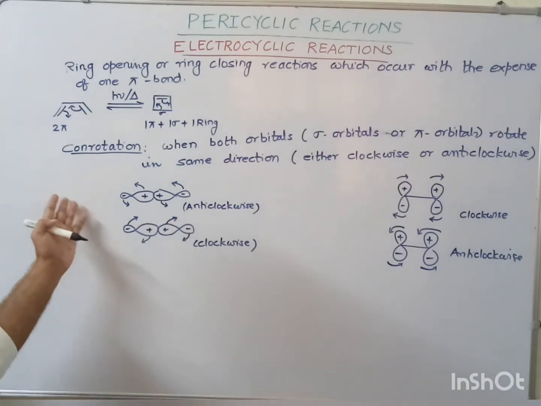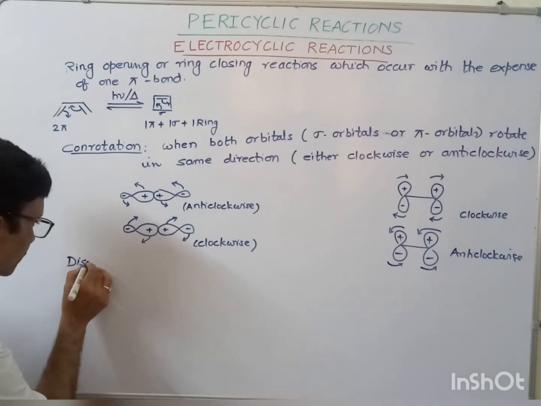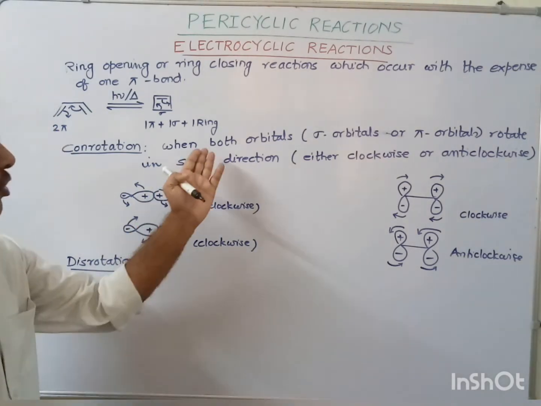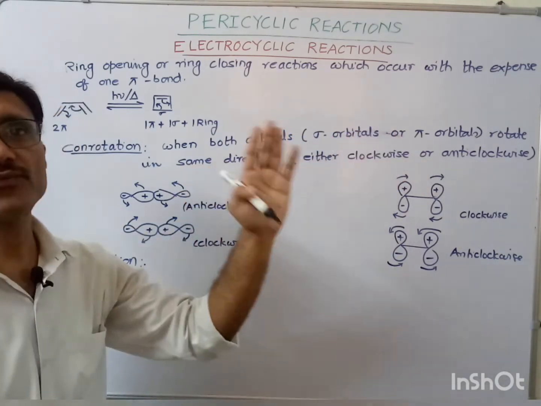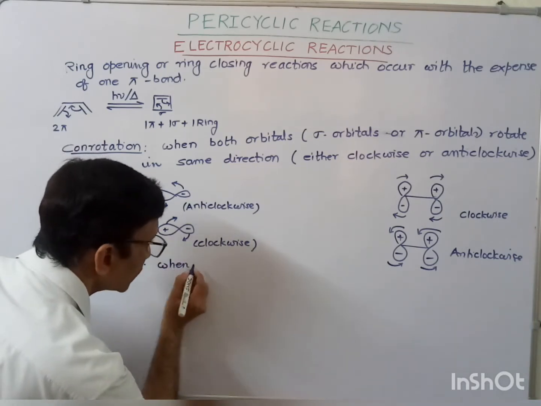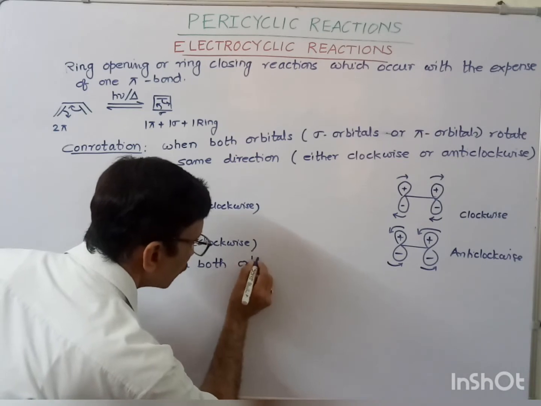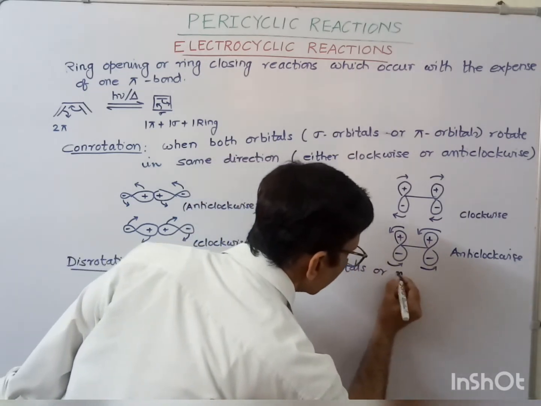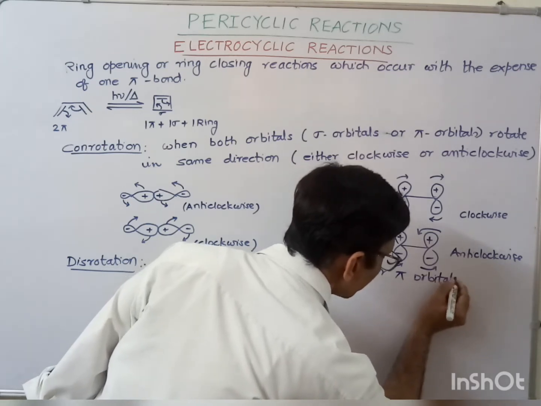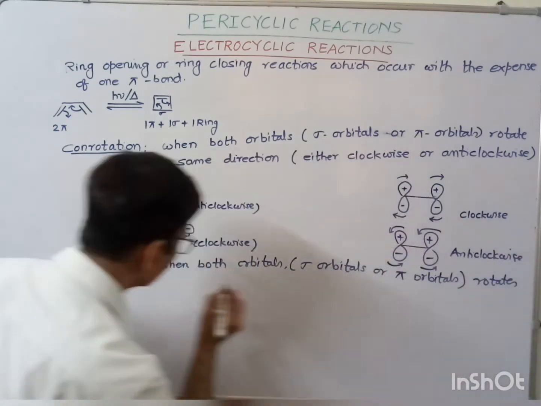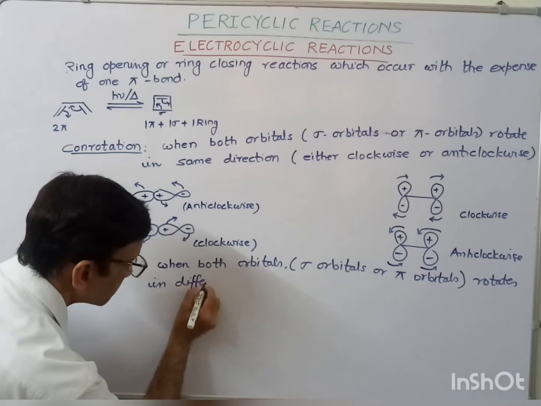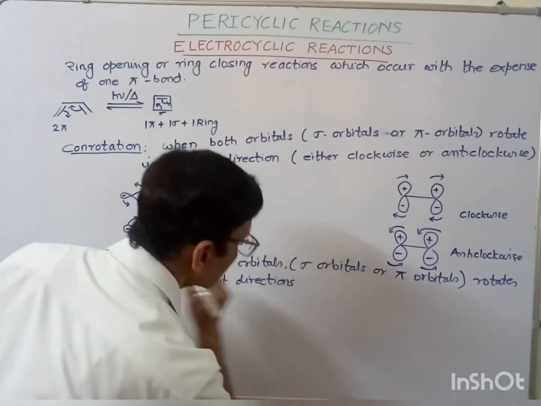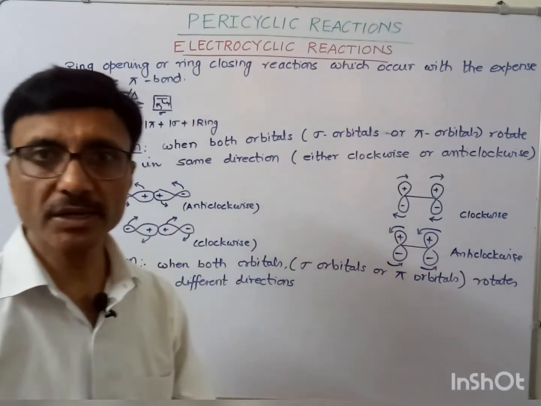Now, what is disrotation? Disrotation is just the opposite of it. Disrotation is when both orbitals, either sigma orbitals or pi orbitals, rotate or move in different directions. Okay, it means one clockwise and the other anti-clockwise, or vice versa.